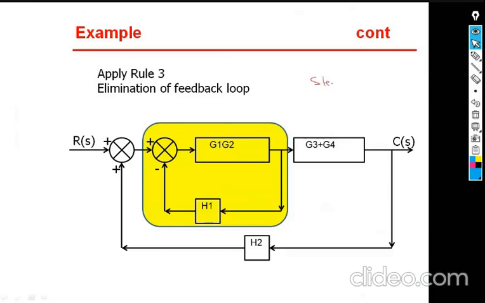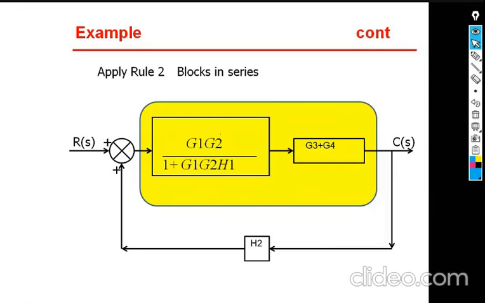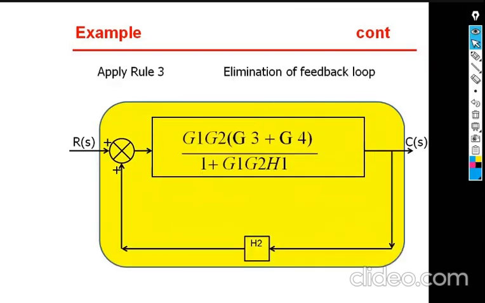Step number 3: eliminate feedback H1. Eliminate it, and what is the resultant value of feedback elimination? G by 1 plus G into H, because here it is negative feedback, where G is G1 G2 and H is H1. Reduce and it comes like this. Now step number 4: both are in series, so adding them as series, G1 G2 into G3 plus G4 comes like this.